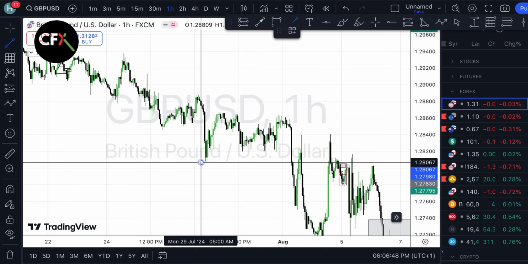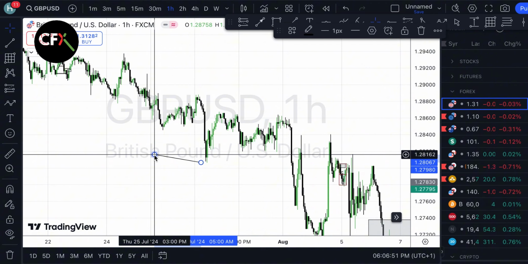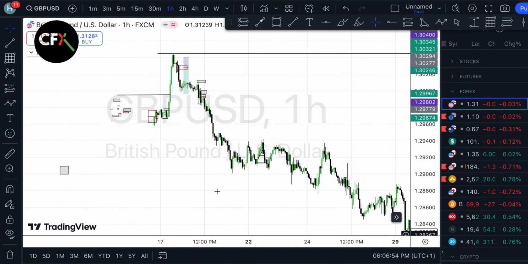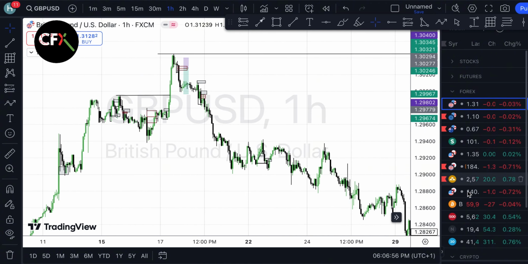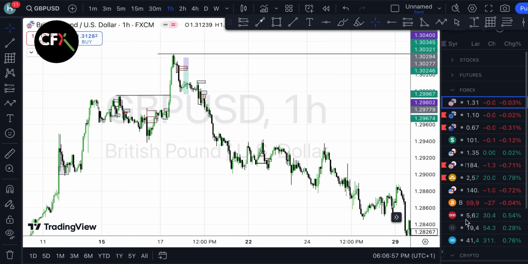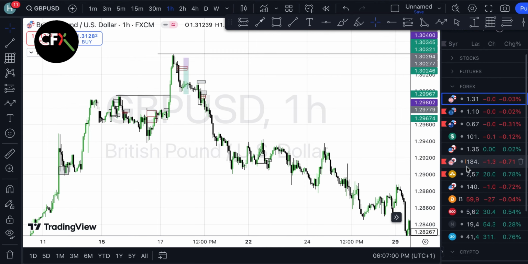Make sure you do your back testing on this, and you are going to see how this thing plays out every single time in the market. I think, let me see, US 30.